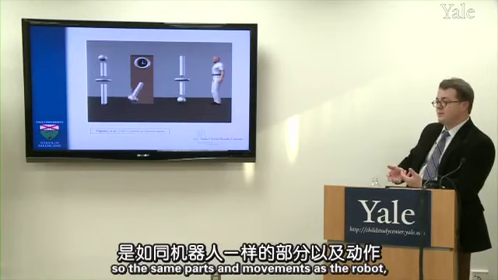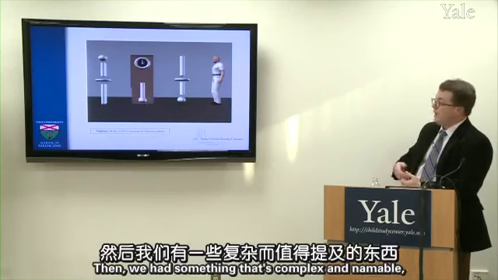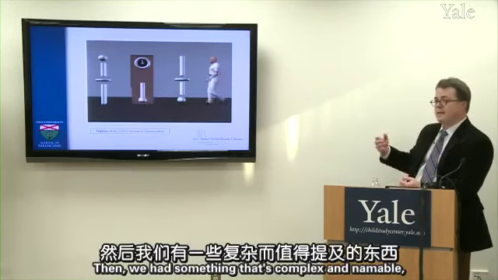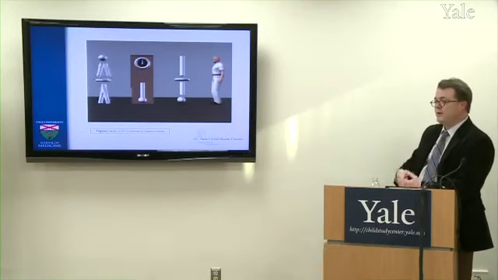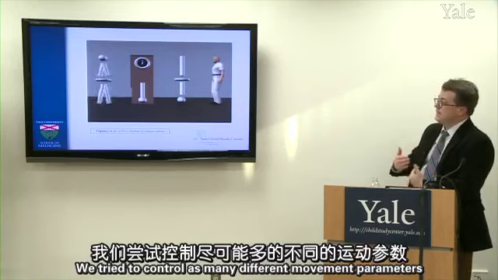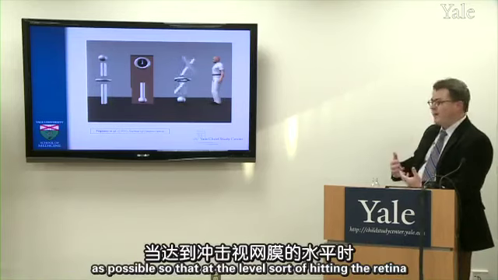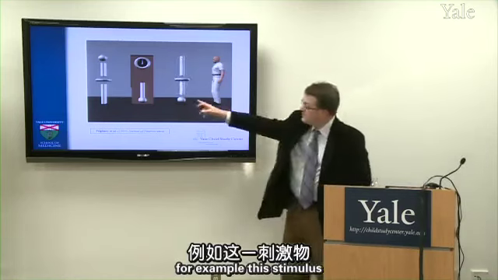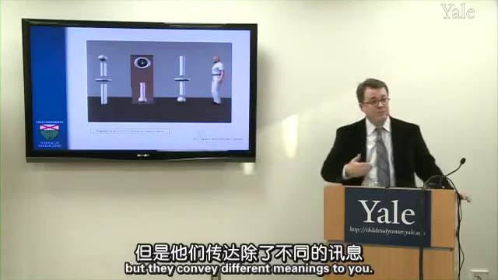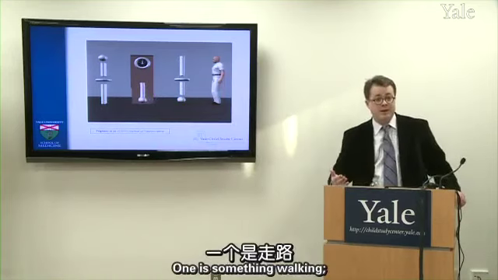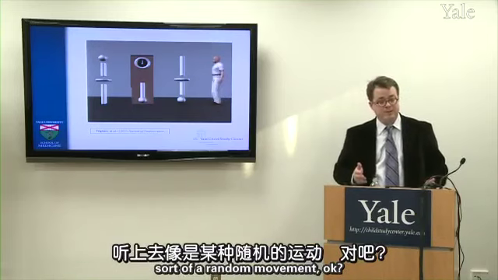So the same parts and movements as the robot, but not conveying the gestalt of walking. And then we had something that's complex and nameable, but it's not biological. It's the movement of a grandfather clock. And we tried to control for as many different movement parameters as possible so that at the level of hitting the retina, for example, this stimulus and this stimulus are incredibly similar, but they convey different meanings to you. One is something walking, and the other is a non-biological motion, a sort of random movement, okay?